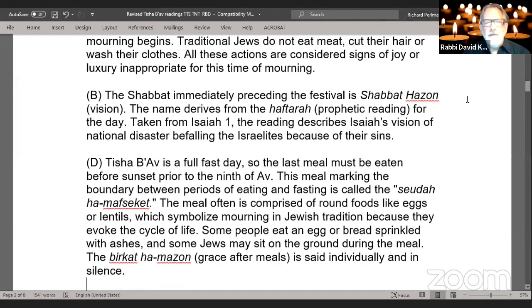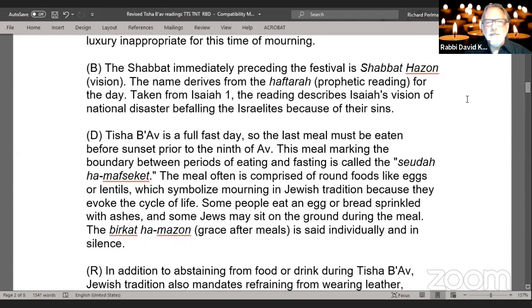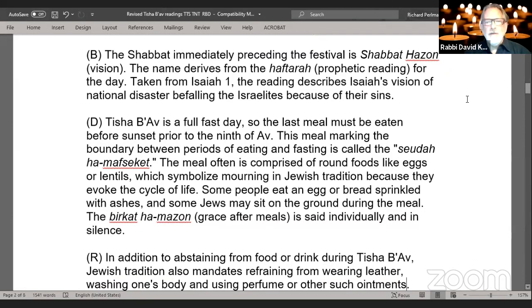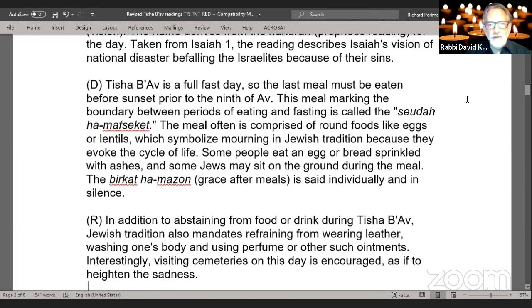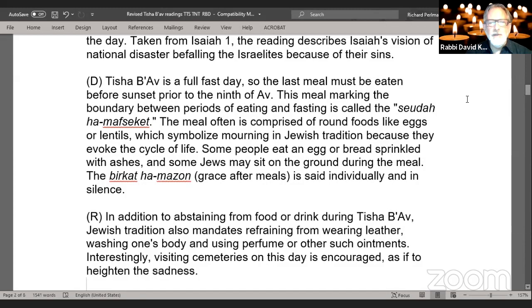Tisha B'Av is a full fast day, so the last meal must be eaten before sunset prior to the 9th of Av. This meal, marking the boundary between periods of eating and fasting, is called the Seudah HaMafseket. The meal often is comprised of round foods like eggs or lentils, which symbolize mourning in Jewish tradition because they evoke the cycle of life. Some people eat an egg or bread sprinkled with ashes, and some Jews may sit on the ground during the meal. The Birkat HaMazon, the grace after meals, is said individually and in silence.